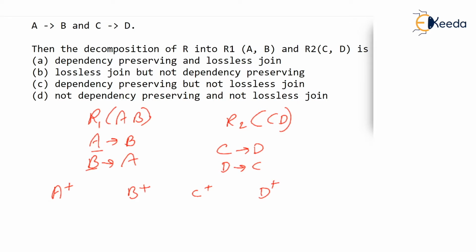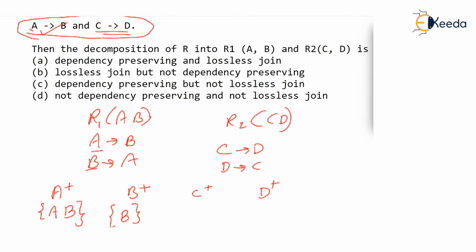Now A plus, observe, is going to contain A and B. Observe this dependency. A determines B and that's it, no more, because C determines D is not going to bring in anything new in A closure, and B closure will contain only B. Observe the two dependencies given again. It will contain only B. C closure will contain C and D, and D closure is going to contain only D.